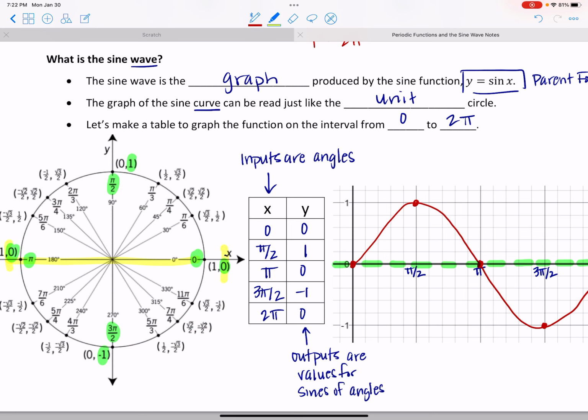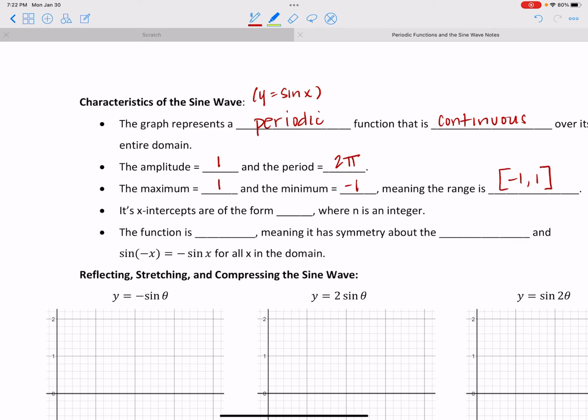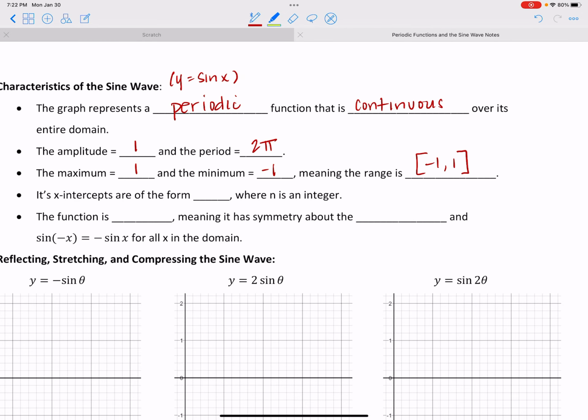So we had it happen at 0 pi, at 1 pi, at 2 pi. And then if we just keep going around, every time we get another 180 degrees, another pi radians, we're going to see it touch the x-axis. We're going to see an output of 0. So we're going to say, to generalize this, that the x-intercepts are in the form n pi, where n is an integer. So we saw it cross the x-axis.